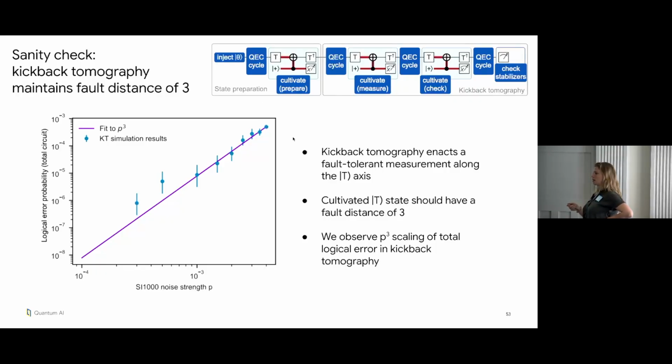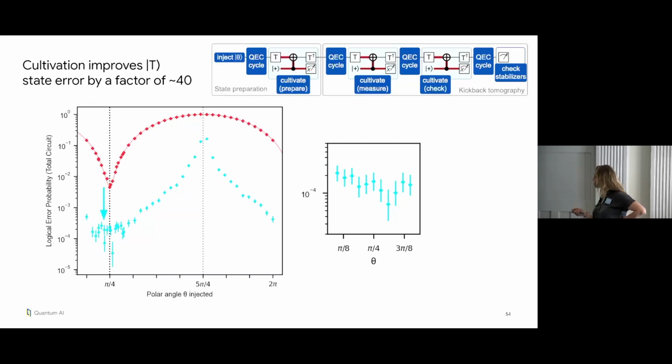So with this we were comfortable showing that kickback tomography behaves as we would expect on a simpler state, and it scales as we expect, so then we applied it to a cultivated T state. And this is what we saw. At the T state here where we are injecting pi over 4, we get about a factor of 40 improvement when we add cultivation. So this also shows the below threshold nature of our quantum error correction, in that adding quantum error correction gadgets actually improves things. We're using post-selection to our advantage here as well.